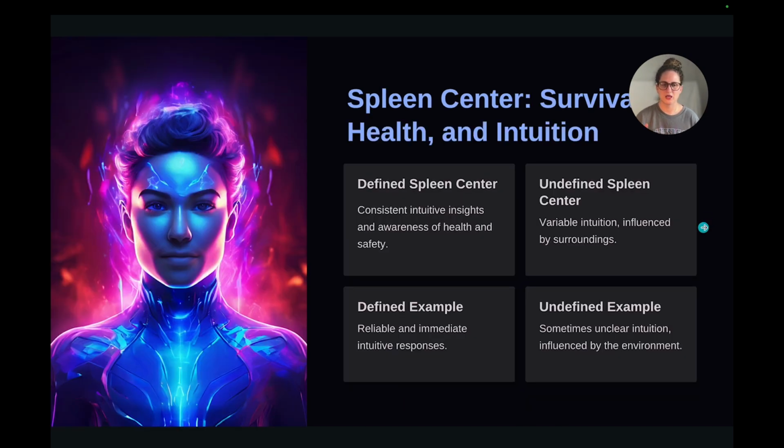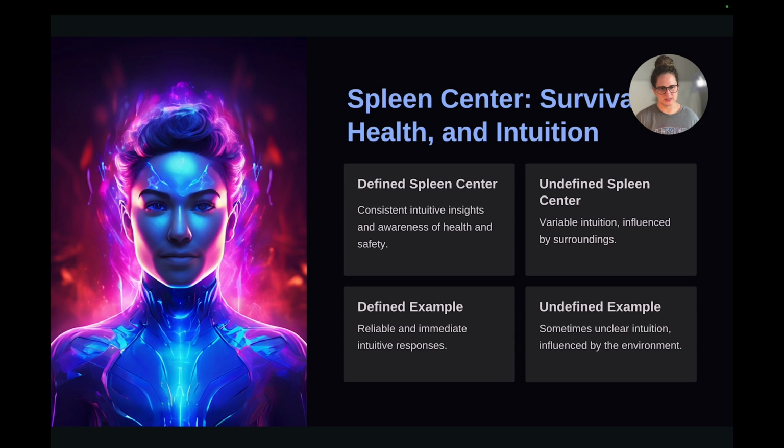Okay. The spleen center is about survival, health, and intuition. So for a defined spleen center, what we can expect is consistent, intuitive insights and awareness of health and safety. An example is they're going to have a reliable, immediate, intuitive response. They immediately know something's off, know something's wrong, know that there's danger around that corner, right? That's how it's going to show up.